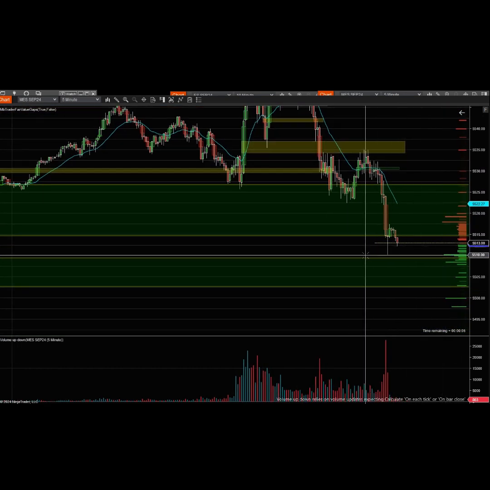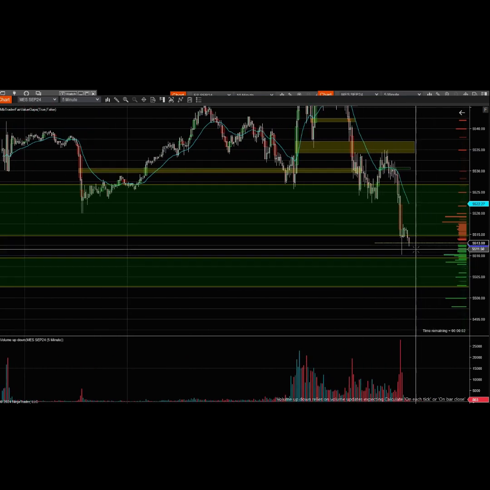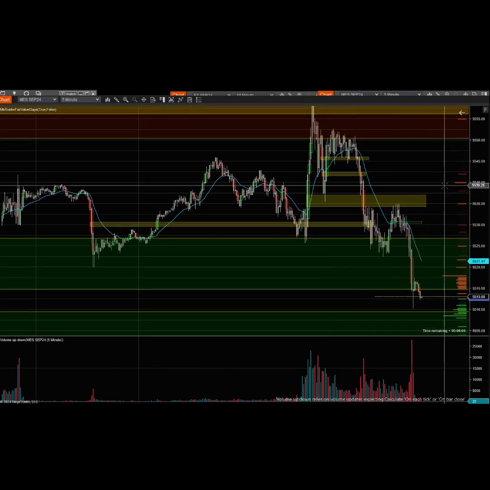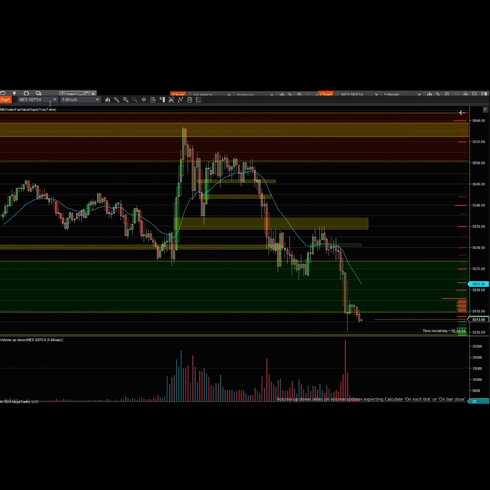and then we have another hourly fair value gap right there. So it'll be interesting to see how that plays out the next couple of days, since we're breaking some of these. Same thing on the NQ today too.